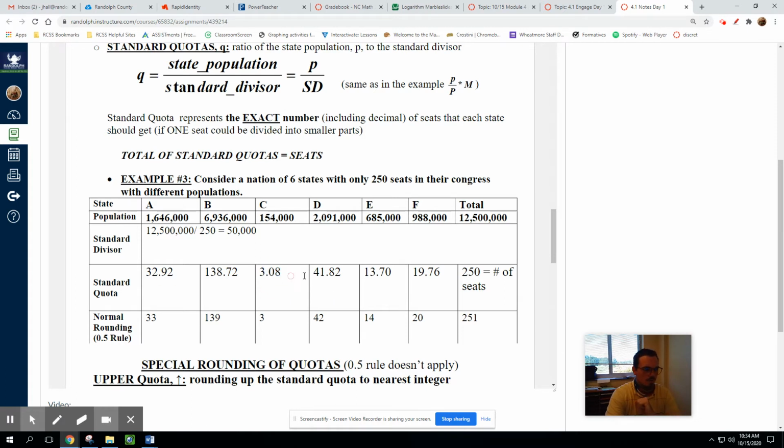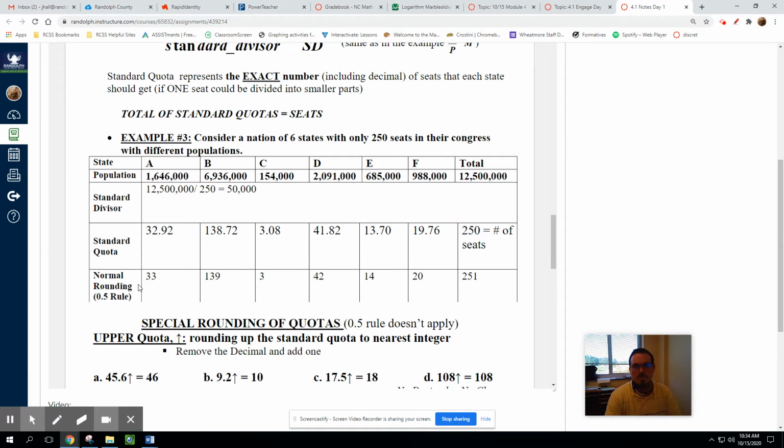And so these are all of the seats allotted for those 6 states, which should add to a total of 250, or the number of seats allotted. And it does. The problem here is we can't give away 0.92 of a seat. We can't give away 0.8 of a seat. So what are we going to do? Let's try normal rounding, the 0.5 rule. Remember, the 0.5 rule is 1 to 4, round down, 5 or above, round up. So this will go to 33, to 139, down to 3, to 42, to 14, to 20.